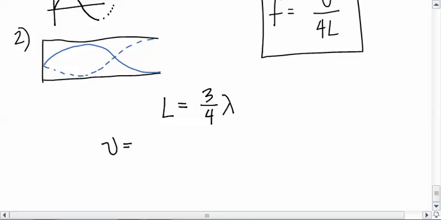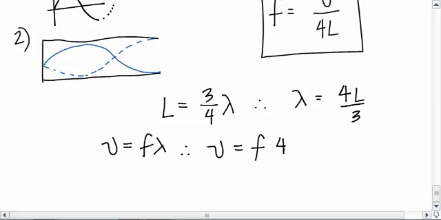And speed is still frequency times wavelength. And wavelength would be, what, 4L divided by 3? So then our speed would be frequency times 4L divided by 3. So then our frequency would be, what, 3V over 4L?